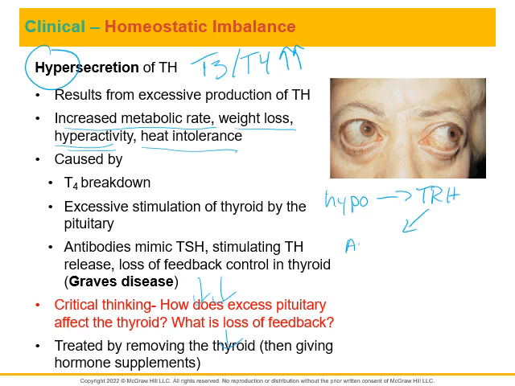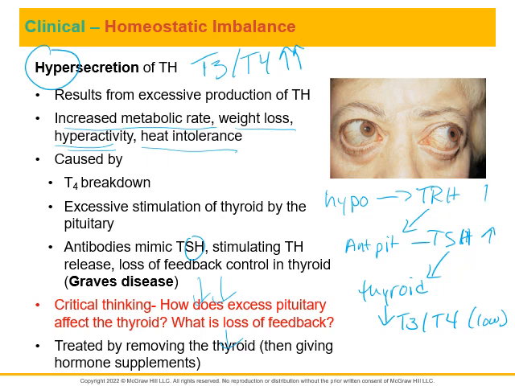TRH is going to go to the anterior pituitary and release TSH. TSH is going to go to the thyroid, and it's going to cause the thyroid to release T3 and T4. So if T3 and T4 are in low quantities, then that tells the anterior pituitary and the hypothalamus to increase TRH and TSH. Basically, the hypothalamus is saying, hey, you're not making enough T3 and T4. I'm going to trigger you to make some.